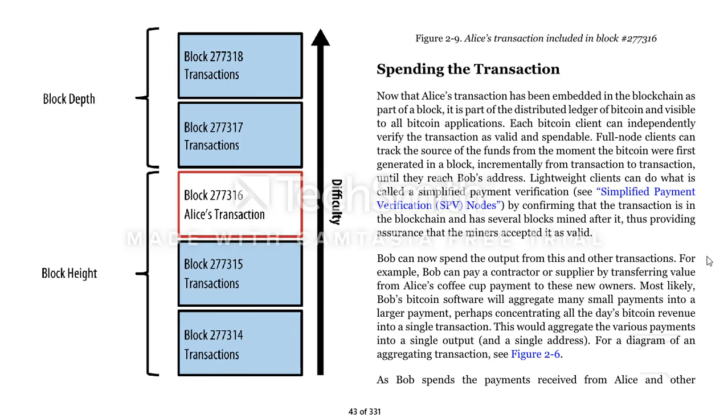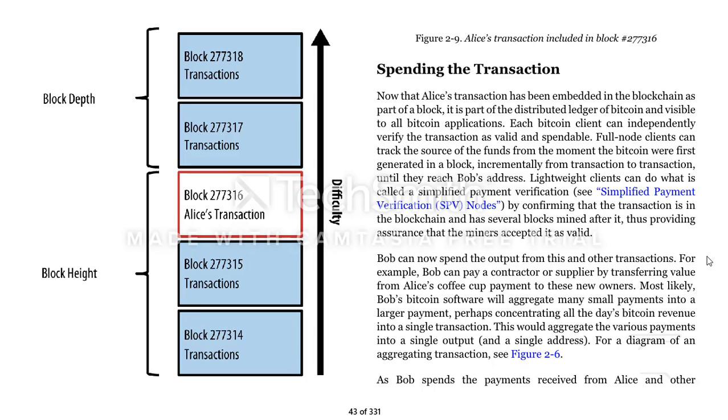Figure 2-9. Alice's transaction included in block number 277,316. Spending the transaction. Now that Alice's transaction has been embedded in the blockchain as part of a block, it is part of the distributed ledger of Bitcoin and visible to all Bitcoin applications. Each Bitcoin client can independently verify the transaction as valid and spendable. Full node clients can track the source of the funds from the moment the Bitcoin were first generated in a block, incrementally from transaction to transaction, until they reach Bob's address.